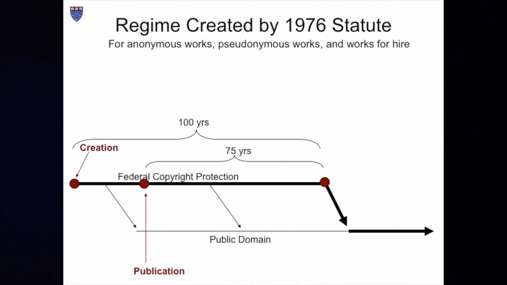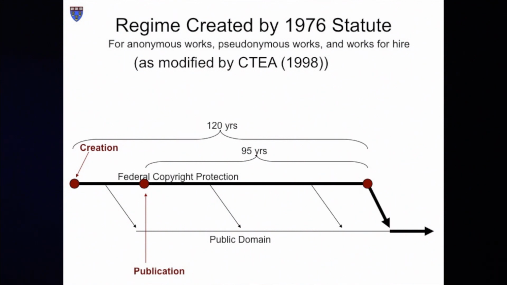Measuring duration by the life of the author would not work for anonymous works, pseudonymous works, and works for hire. So these were given terms of years that were meant to approximate the duration of regular copyrights: a century from the date of creation, or 75 years from first publication, whichever happened first. The Copyright Term Extension Act in 1998 also extended those terms by 20 years.